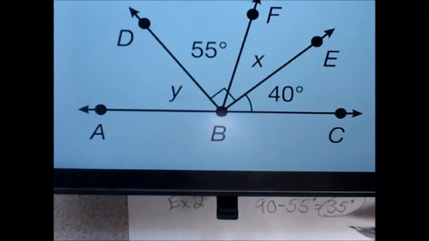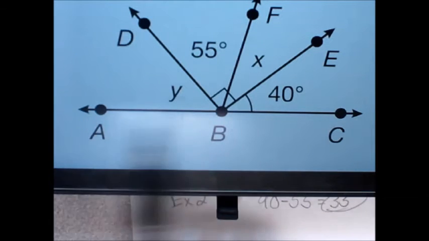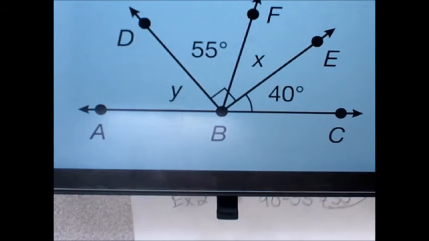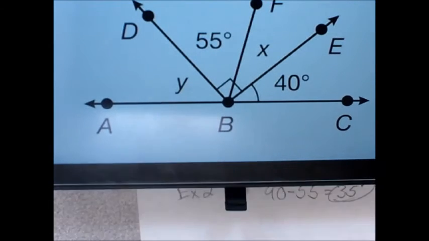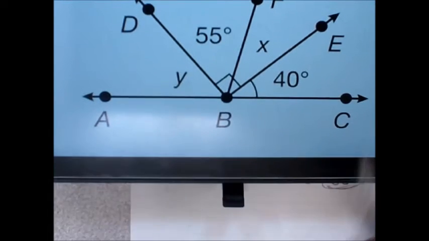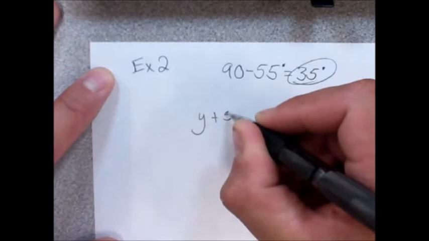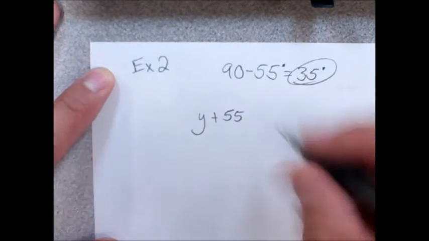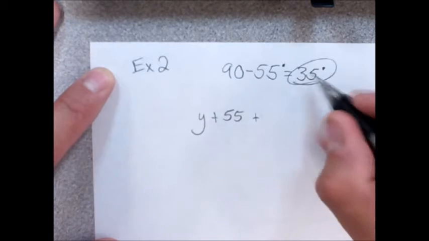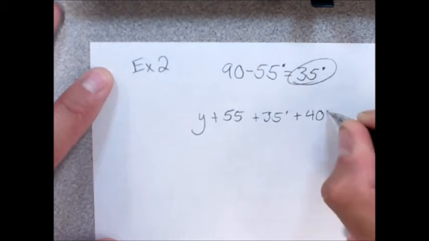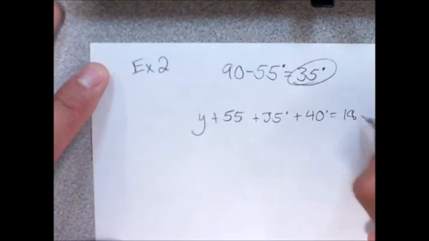Now that I know 35 degrees, what do I know about angle ABC? 180. It's 180 degrees. So these four angles right here are supplementary to make 180 degrees. Typically when we talk supplementary or complementary, it's just two angles together, okay? So this makes a straight angle. Straight angle is 180 degrees, so I now know that I have the angle y plus the angle DBF, which is 55, plus the angle x, which was 35, we just found that, plus the angle 40. So I can add all those together, and I know that it's got to equal 180 degrees, right?